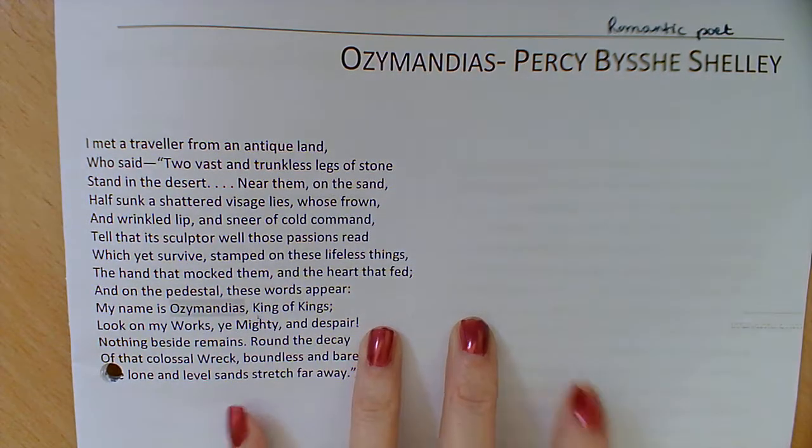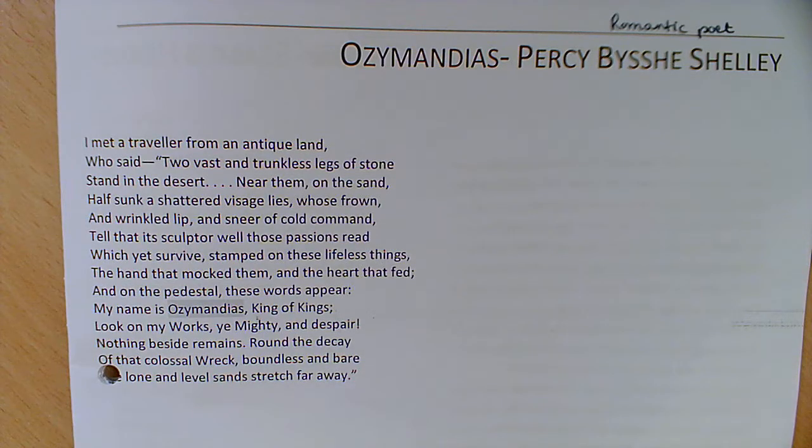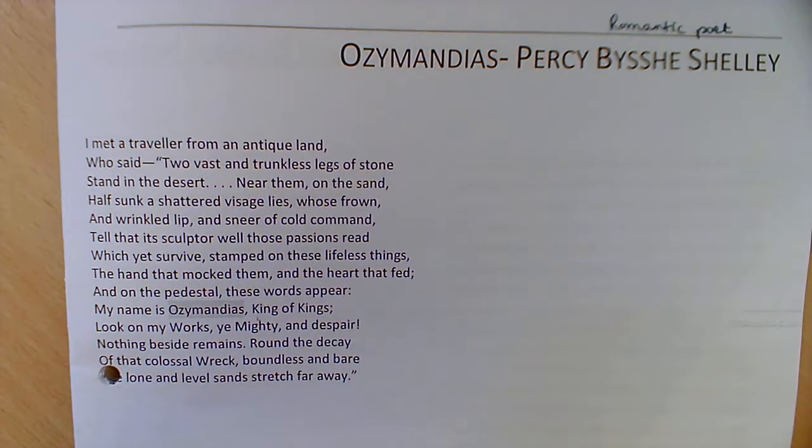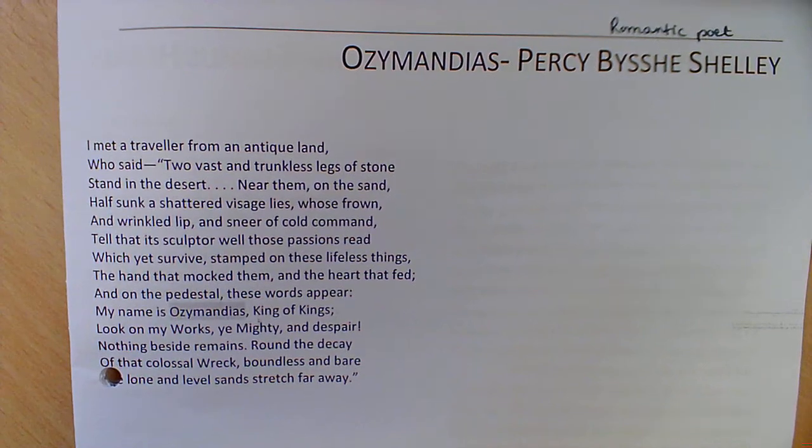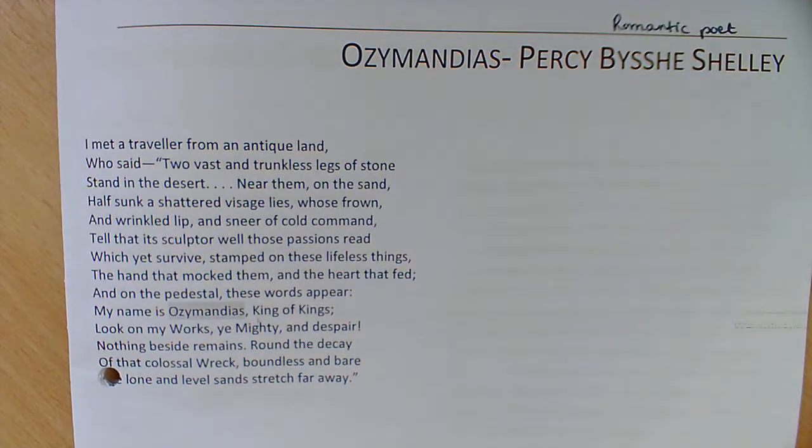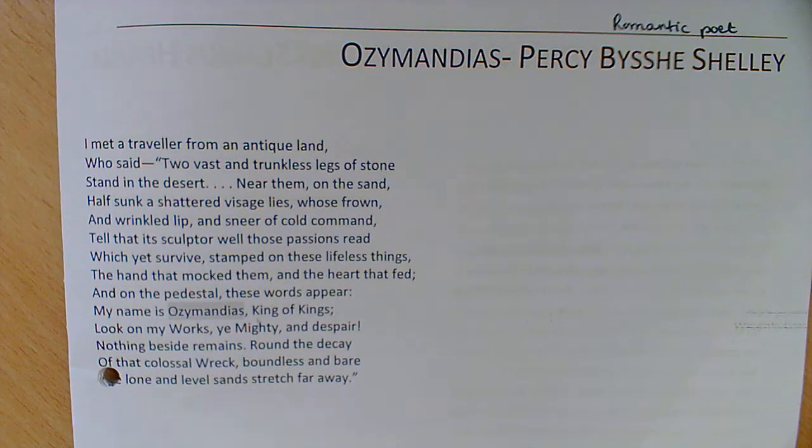Do any of you guys know his famous wife's name? Frankenstein, Mary Shelley? Yeah? They had a very interesting relationship, and he was a little bit of a cad. He had a tendency to run off with young women whilst he was married to other women. So the story of Ozymandias.